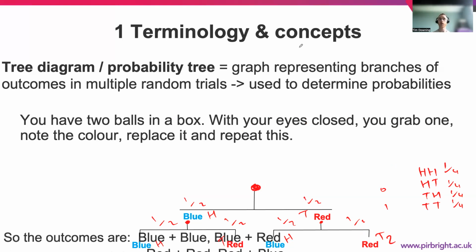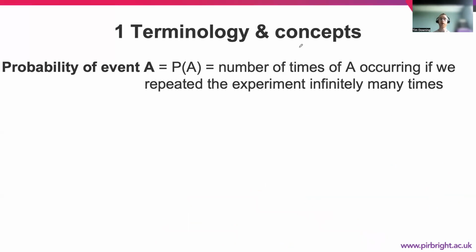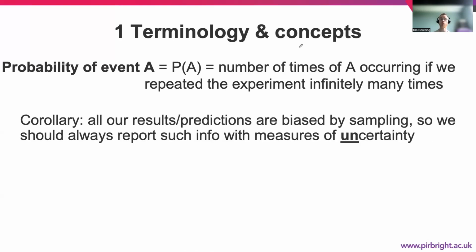We also have to define what we mean by probability. So that's probability of a particular event. It could be a single item, but it refers to the number of times of A occurring if we run the experiment over and over again. And a corollary of this is that all predictions are based on sampling. So we should also report such information with measures of uncertainty. So it's not so much the certainty that we're trying to grapple with, it's estimating the uncertainty of our measurements.